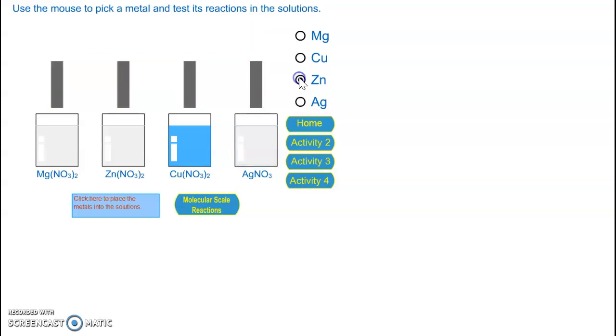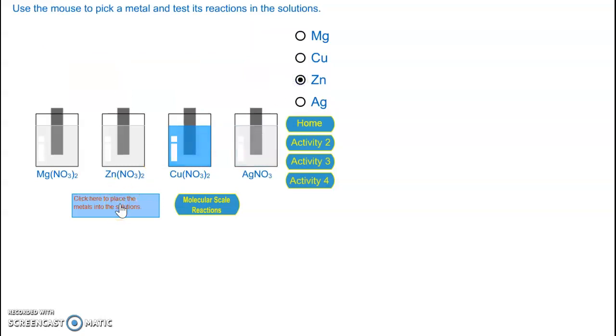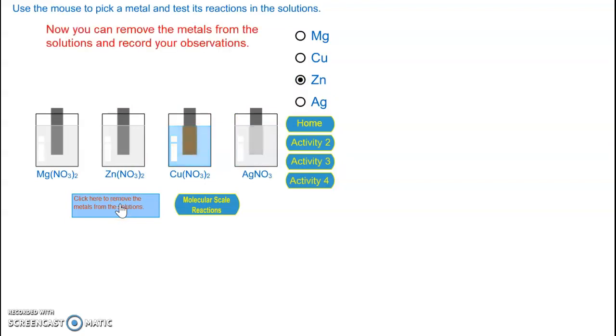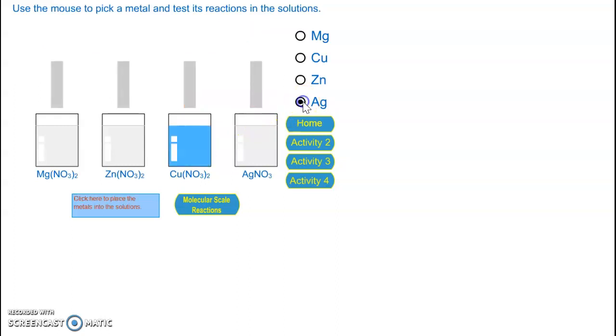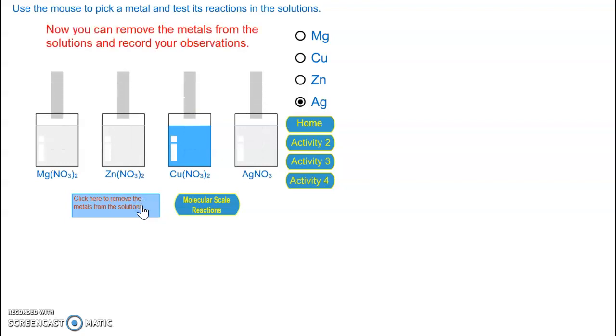Let's look at zinc. We're going to dip it in. Wait a second for it to react. Oh look, it's done reacting. Move it out. Nothing happened with these two. Definitely got some reaction happening here. Let's do our last one with silver. See if we get any reactions and then pull it out. Oh my goodness, nothing happened with silver. How bland.